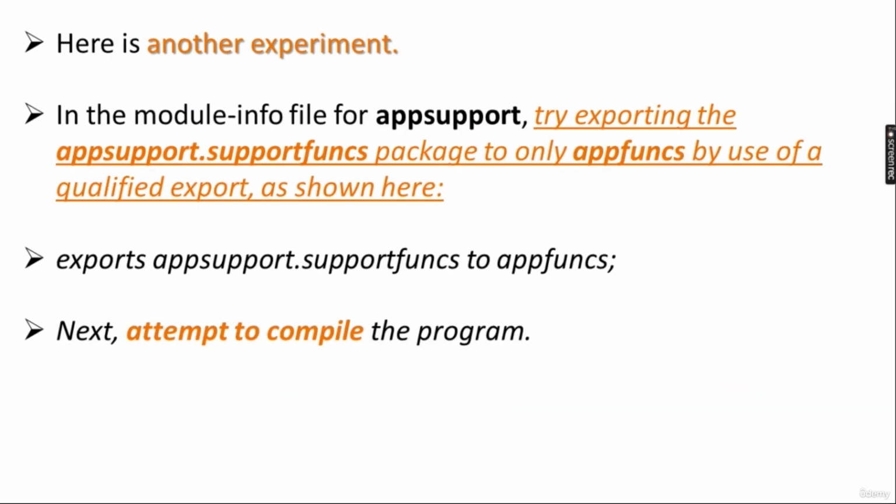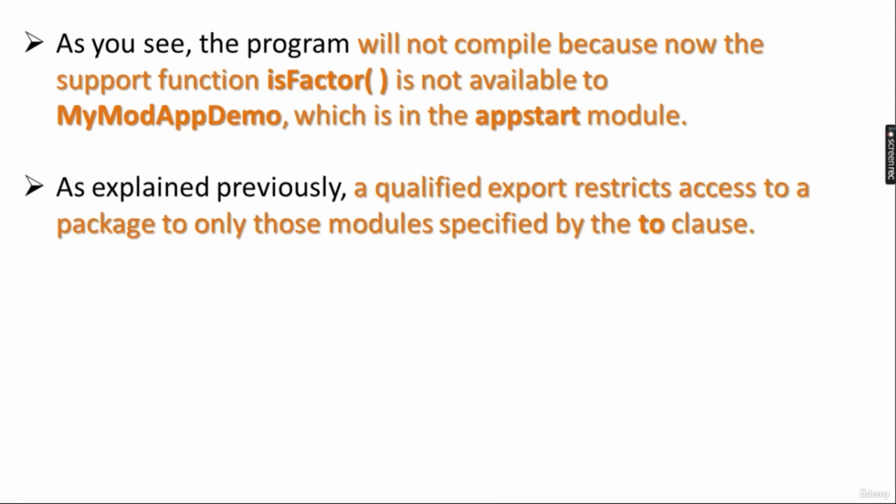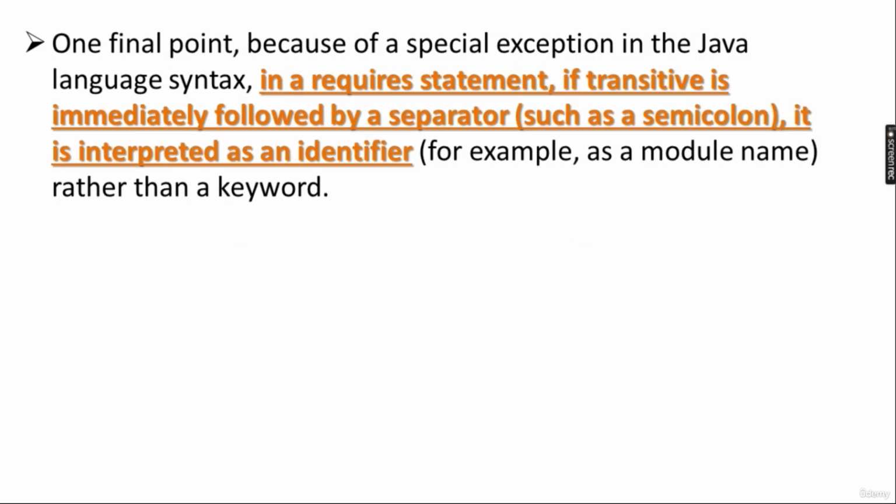Okay, now we will see one more example. In the module info file of app support, try exporting the app support dot support function to only app functions, so it will not be accessible to app start by using the qualified export. Export app support functions to only app functions, so that your program will not run. You will have the compile time error. The program will not compile because now the support function each factor is not available to the app start module. Qualified export restricts access to a package to only those modules specified by the to clause.